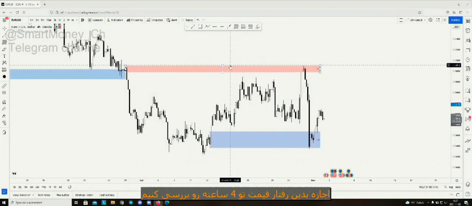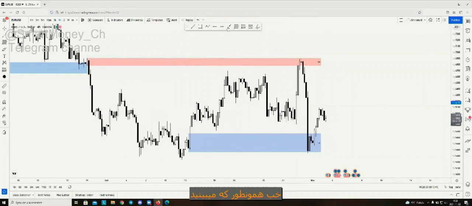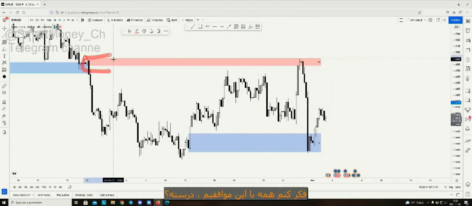Okay, let me just check the 4-hour price action that we argued about. As you can see, we have this 4-hour supply zone right here. I think we can all agree on this one, right? That this is the 4-hour supply zone.